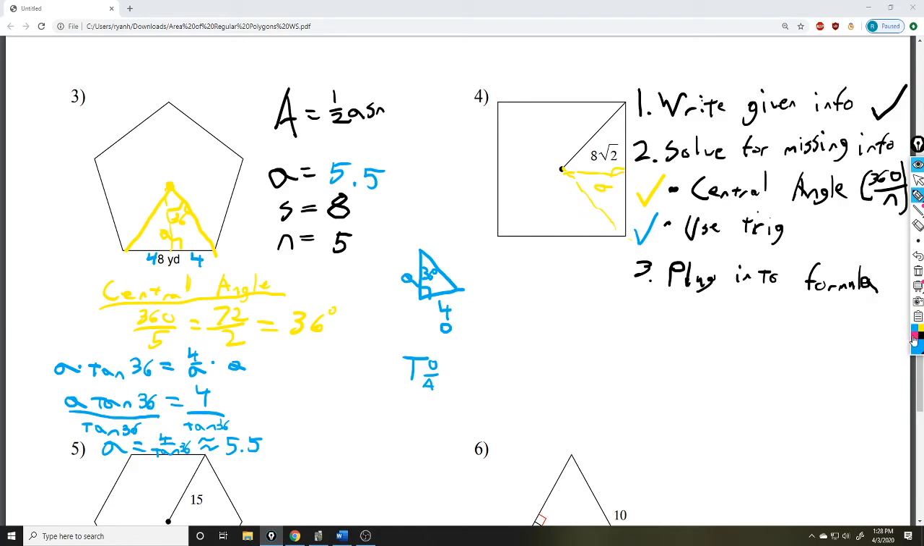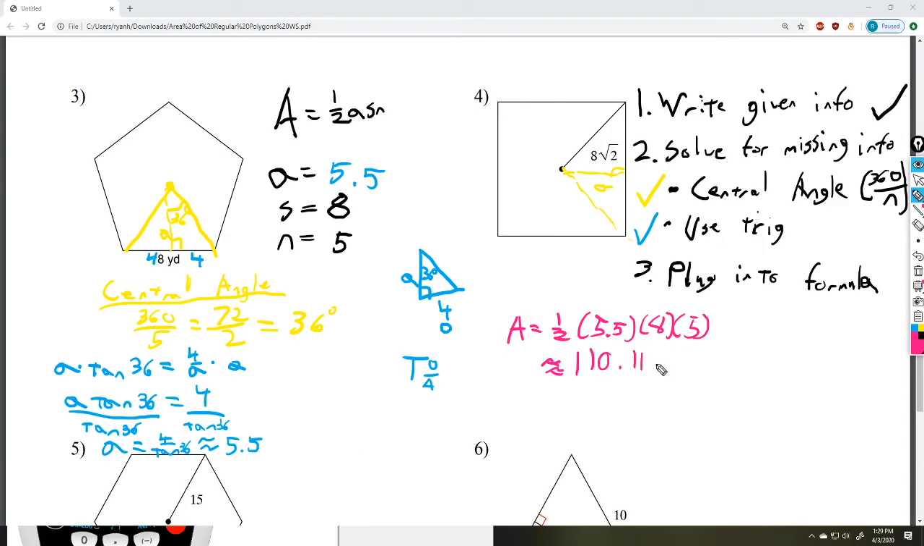Finally, we're going to plug it into the formula. Area equals 1/2 the apothem, which is 5.5, times your side length, which is 8, times your number of sides, which is 5. So I'm going to get that out of the calculator real quick. You should get about 110.11 units squared. And we're done. Again, if your rounding's a little bit off, then don't worry too much about it.